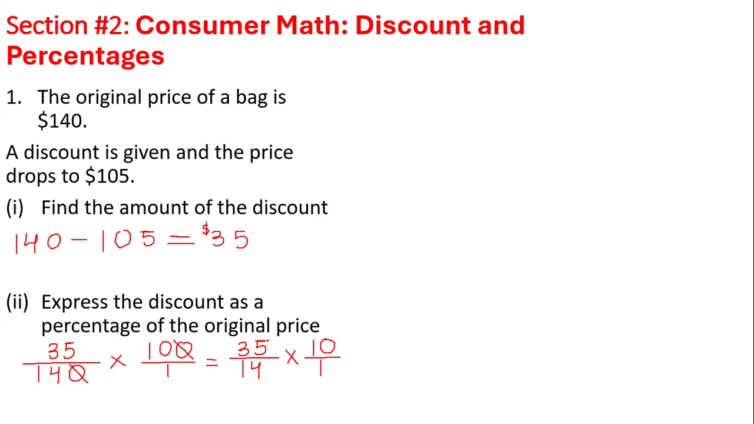And what do we have? 35 times 10 over 14 times 1. What is 35 times 10? That's going to be 350 over 14. And what is 350 divided by 14? We have to divide 14 into 350.